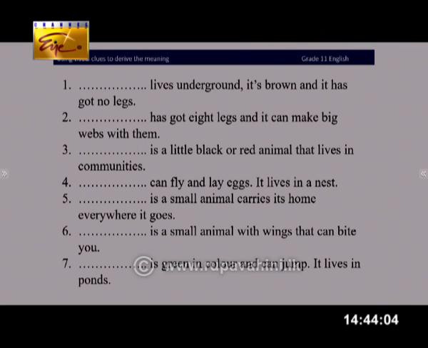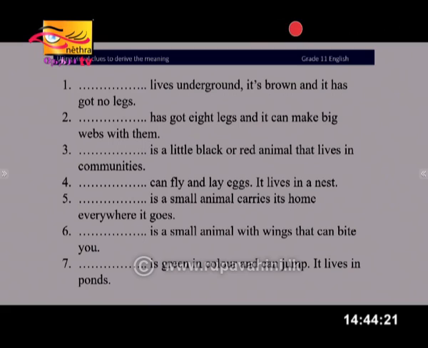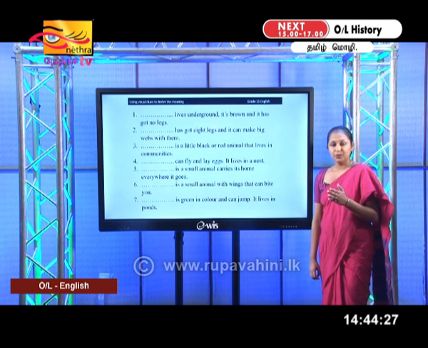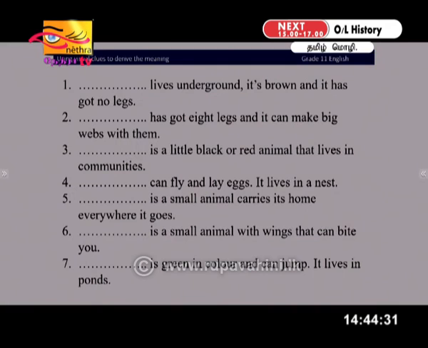5. Is a small animal, carries its home everywhere it goes. 6. Is a small animal with wings that can bite you. 7. Is green in color and can jump. It lives in ponds. You have to use the words that you used in the puzzle to complete these descriptions. Now you can write your answers.